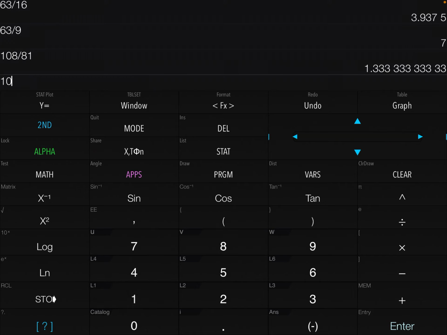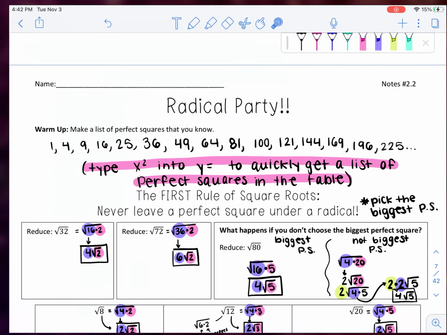108 divided by 81, decimal. 108 divided by 64, decimal. So the next one would be 49, decimal. 108 divided by my next one's 36. That one works. So it's 36 times 3.